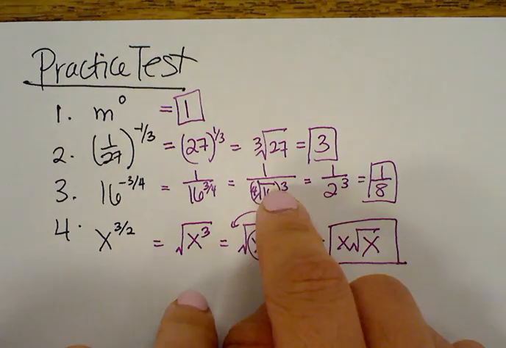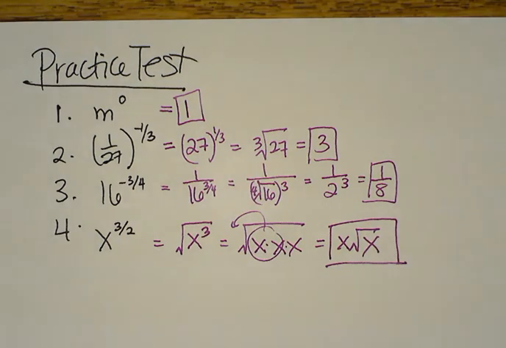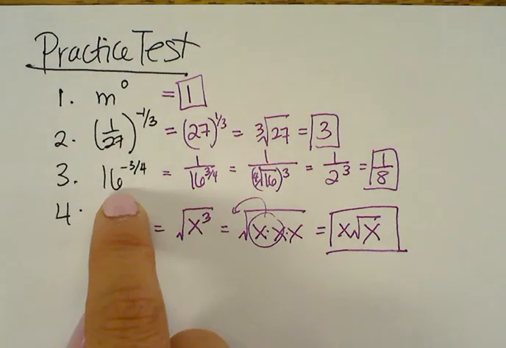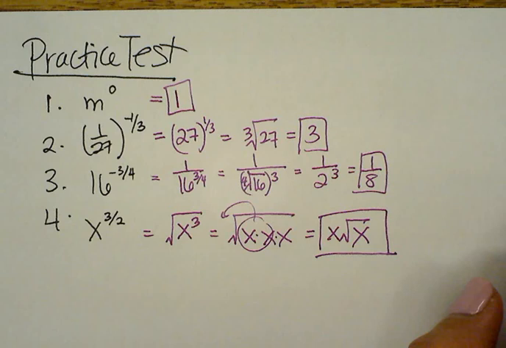Okay? If it says 16 to the positive 3/4, it would have been 8. But because it was negative 3/4, it's 1 over 8. Okay? Because of the negative.